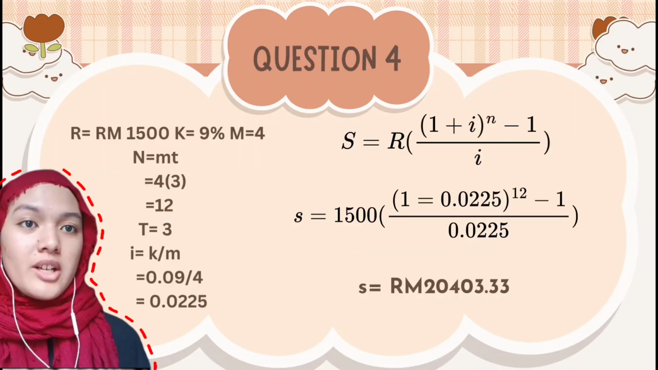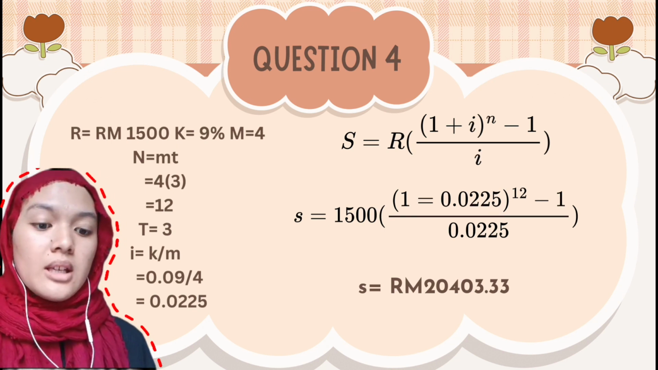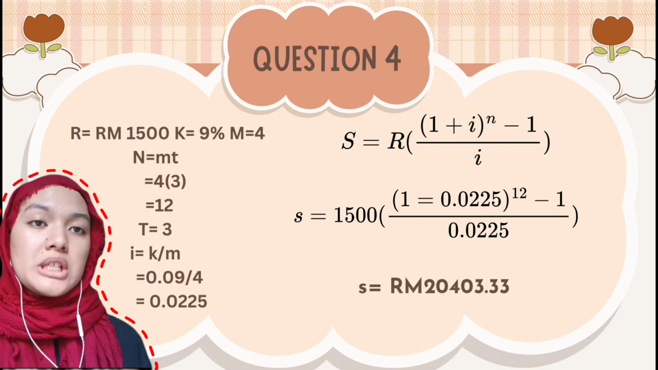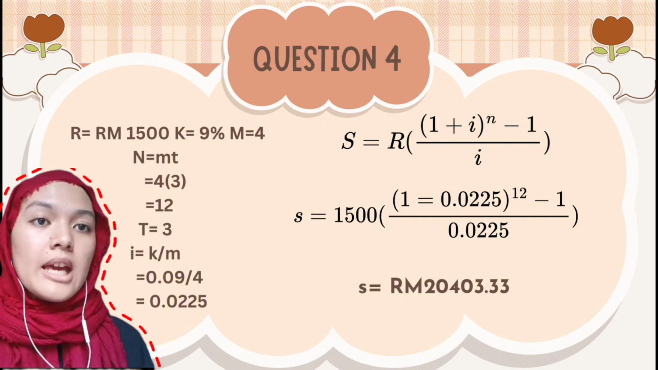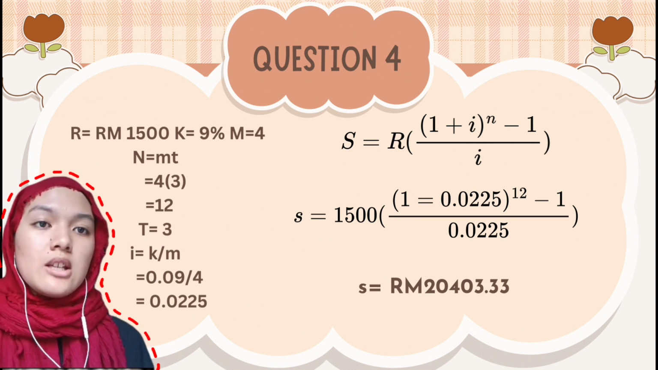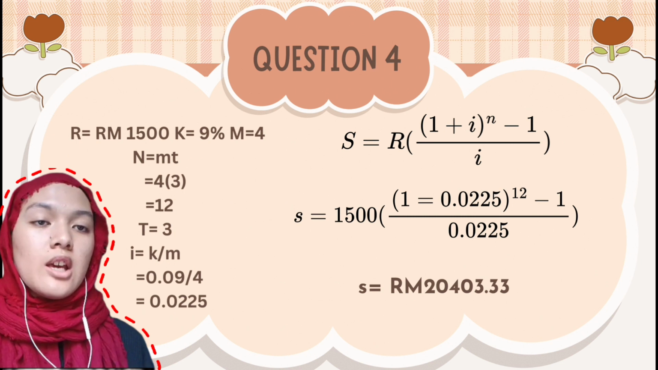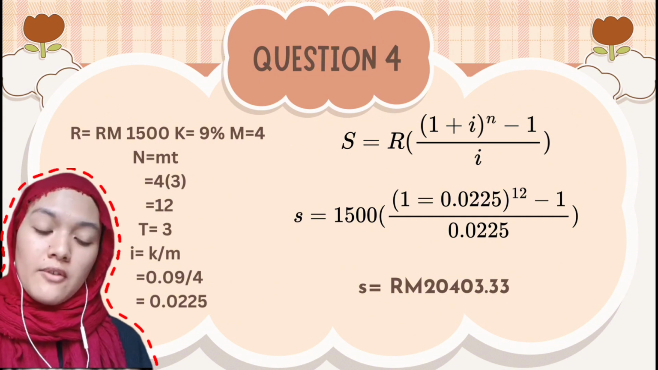So based on the question, R equals RM1,500, k equals 9%, which is 0.09, m equals 4, n equals 4 times 3 equals 12, t equals 3, i equals k over m, which is 0.09 over 4, and we get 0.0225.